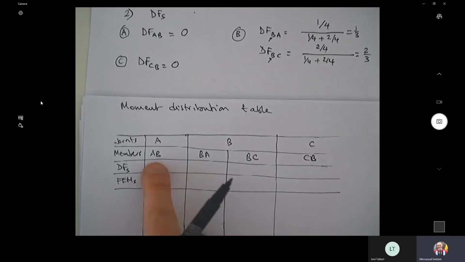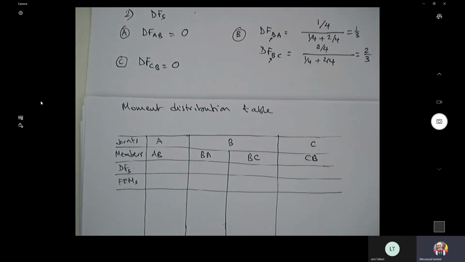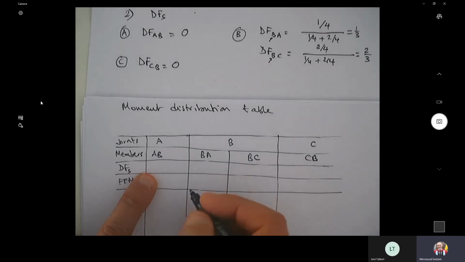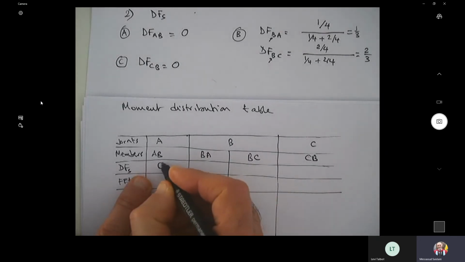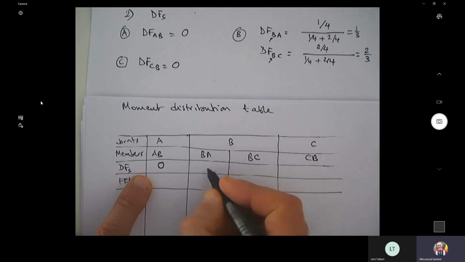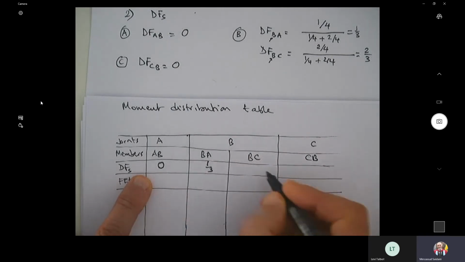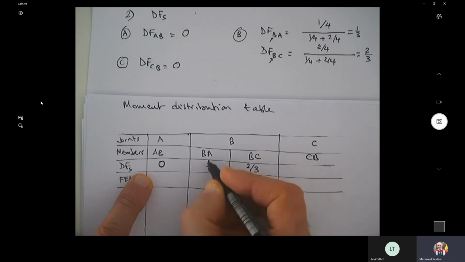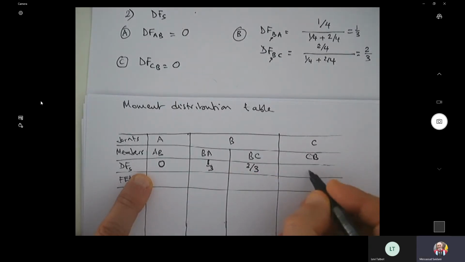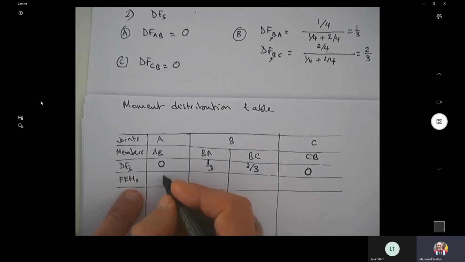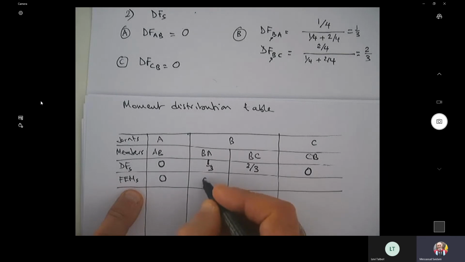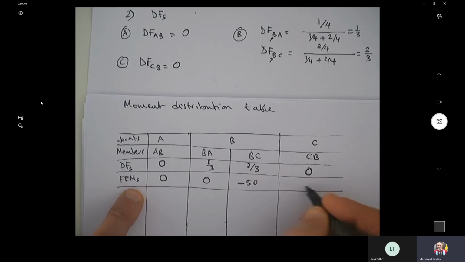Okay, then we write here the distribution factors. For AB, we have 0. For BA, we have a third. For BC, we have 2/3. And for CB, the distribution factor is 0. Then fixed end moments. AB, we have 0. BA, we have 0. BC, we have minus 50. And CB, we have plus 50.